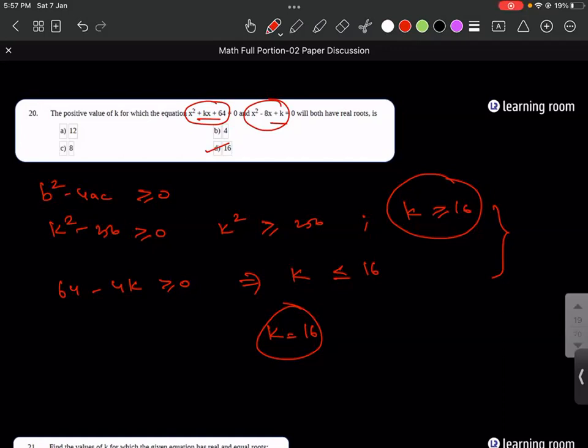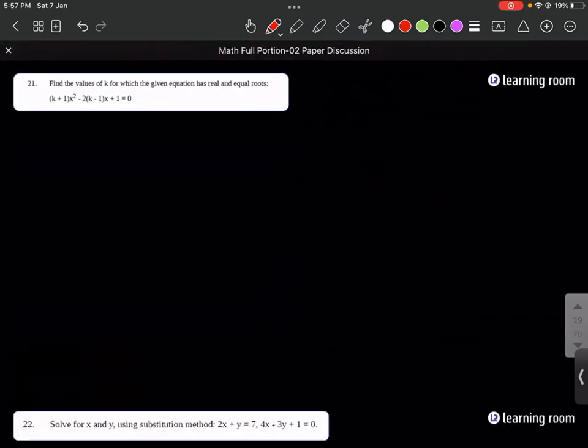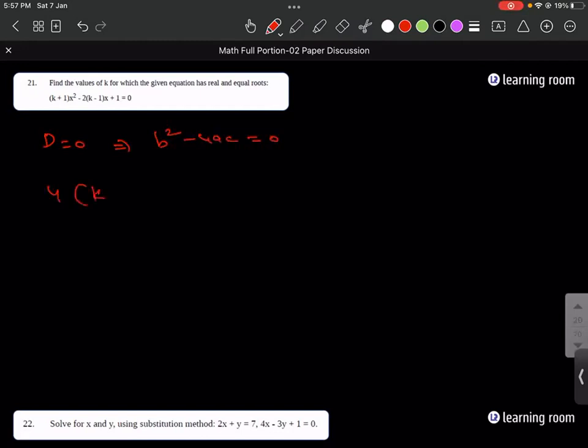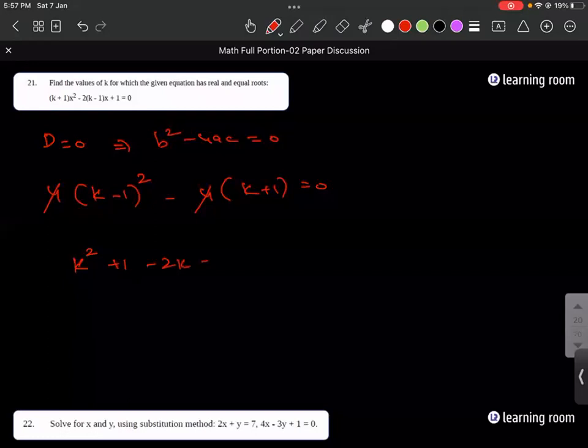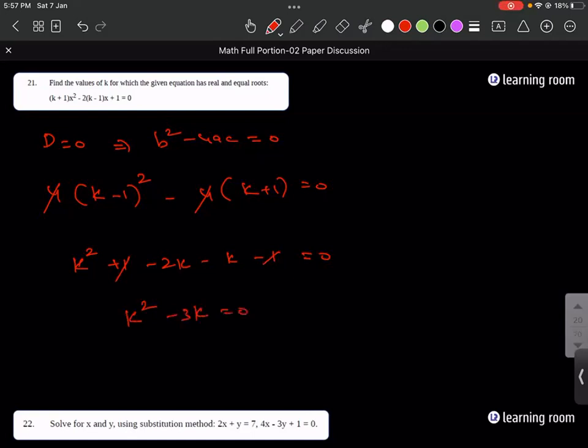Yes, sir. So find the value of k for which the equation has real and equal roots. Real and equal roots means discriminant is 0, which implies b square minus 4ac is 0. So b square minus 4ac is 4 into (k minus 1) the whole square minus 4 into (k plus 1) is equal to 0. So 4 and 4 are gone. k square plus 1 minus 2k minus k minus 1 is 0. So 1 and 1 are gone. k square minus 3k is equal to 0, which implies k into (k minus 3) is 0. So k should be 0 or k should be 3. So these are the values for which this equation has real and equal roots.